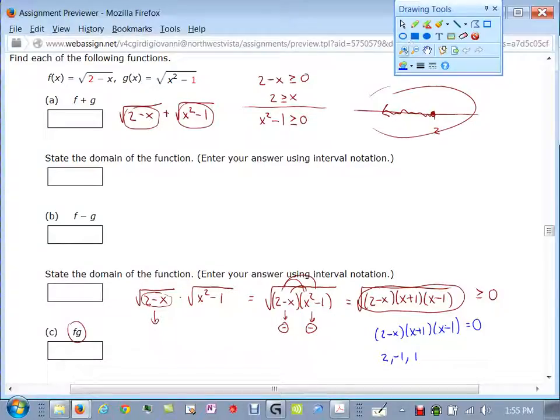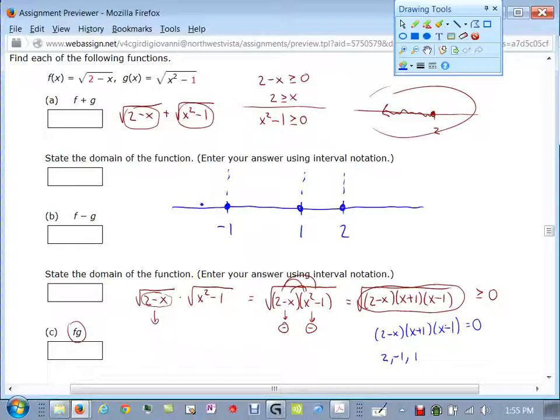Okay, so if I'm looking at a number line, I know that this thing is 0 at negative 1, at 1, and at 2. So those points are okay to have because on those points I'm equal to 0. I can take the square root of 0. That's fine. But to figure out the rest of what's happening, I need to figure out what's happening in each of these separate regions. Now, there's several ways to do this.